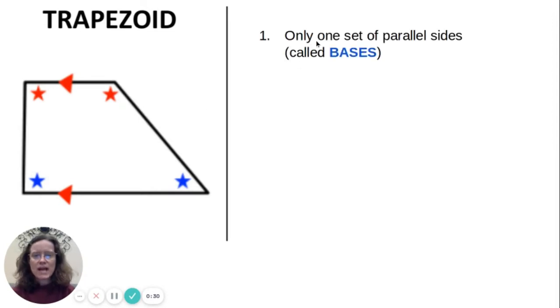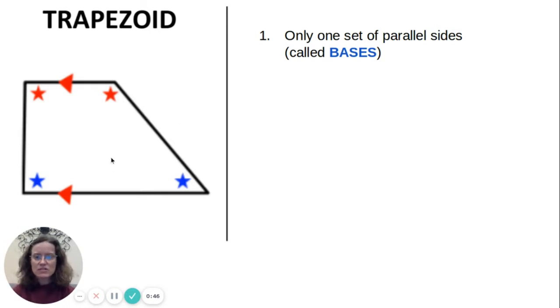First of all, they only have one set of parallel sides. Those are called your bases. So here on the top and here on the bottom are your parallel sides. And so this is the short base, this is the long base. They could be on the sides if I were to rotate this.